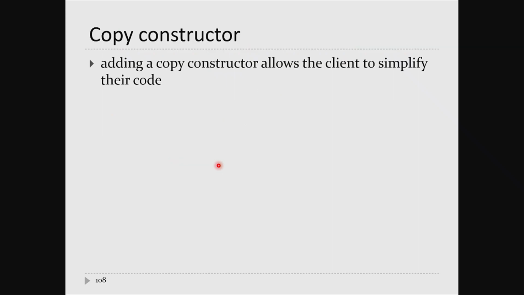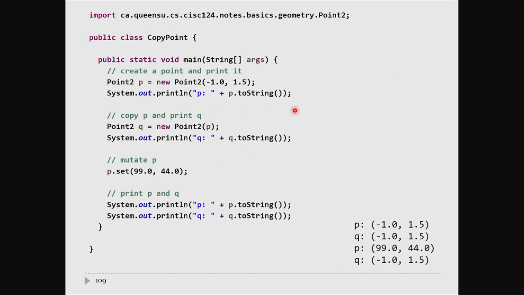Okay. So when you have a copy constructor, that simplifies the life of the user of the class in a small way. Here's an example where we're going to copy a point. Point p is the point -1, 1.5. And then q is just a copy of p. But it's an independent point. It's a new point, because you call the constructor. You use new to call a constructor. So you have a new point q. That point q has the same coordinates as p.